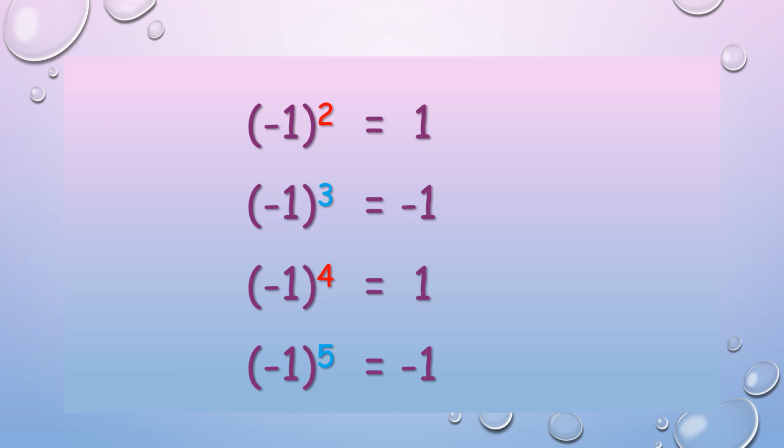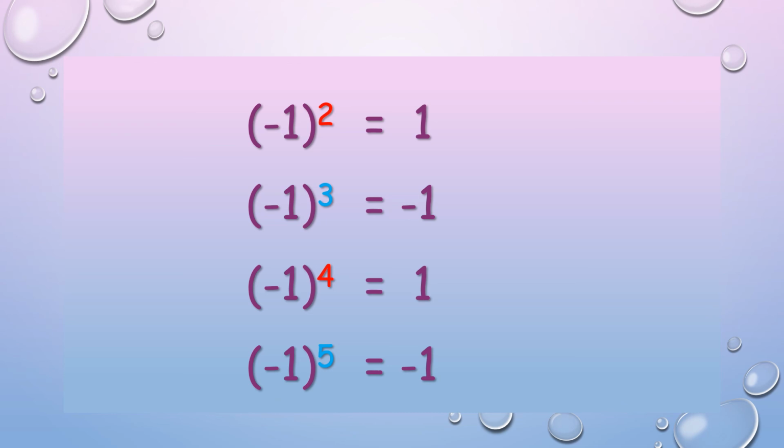Even numbers are red in color and odd numbers are blue in color on this page, so you can see it very clearly. Here, even power. Here also an even power. Powers are even, then the answers are positive. And in this one, the power is an odd number. And here also the power is an odd number. So the answers are negative.